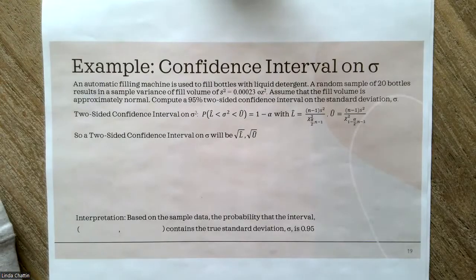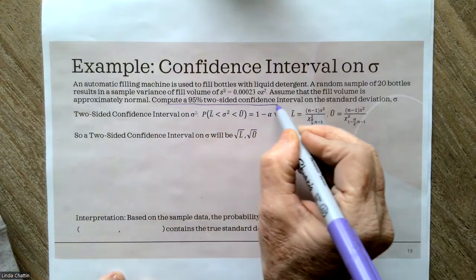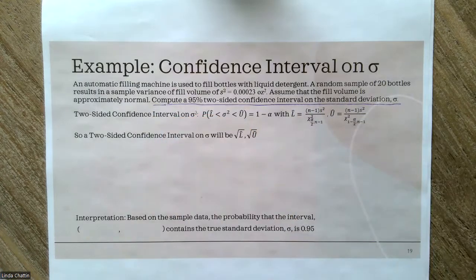I've got a filling machine. It fills bottles with detergent. The reason we care about the variance here, and it says compute a 95% two-sided confidence interval on the standard deviation or the variance, is because if I overfill a bottle, I'm going to lose product and waste money. If I underfill a bottle, then people who buy this detergent, if I'm continuously underfilling and they notice, they're not going to buy my detergent anymore.